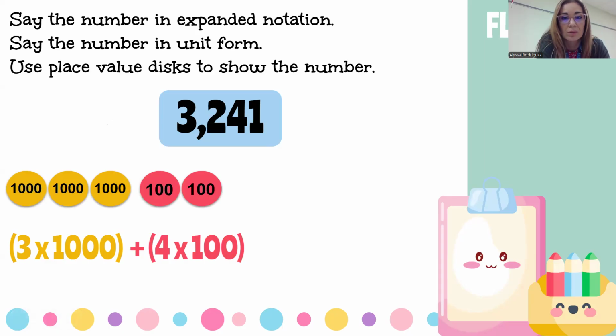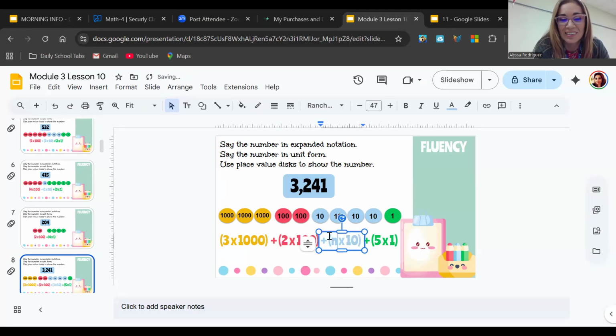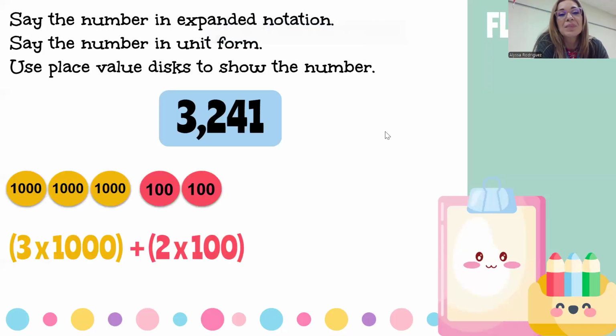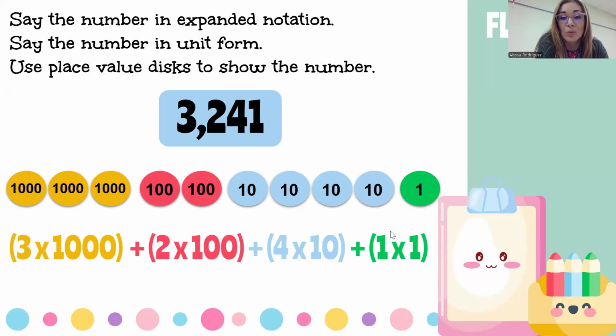Oh, that's wrong. That's wrong. Let me fix it. Yeah, let me fix all of this. You won't have to deal with these silly mistakes anymore. Okay, let's start that over. We have 4 in the tens place, which is 40. And then we only have 1 in the ones place, which is 1. That's how you would write it in expanded notation.